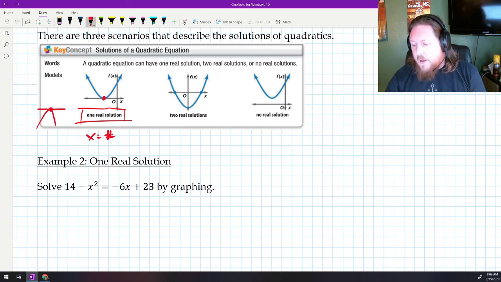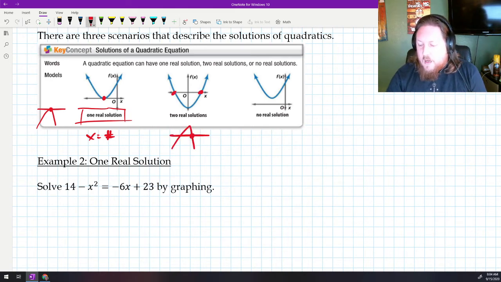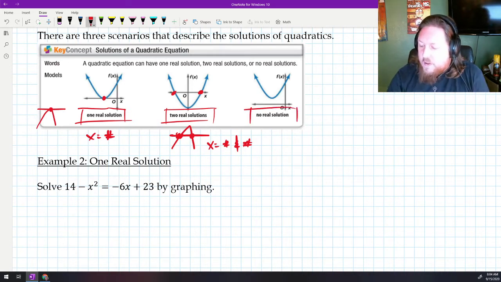Here for two real solutions, it crosses the x-axis twice. Again, you can have that happen for one that's going down, and you'll get x equals two different numbers, and that's why we call that two real solutions. And the last one here, it never crosses, so it never intersects the x-axis. So we say no real solutions.